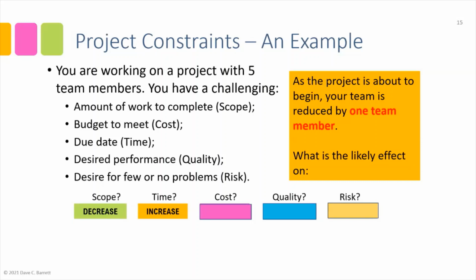Same due date, same quality, same risk. What happens to our budget? What's going to be the pressure on our budget? Well, that's an increase because you only have 4 team members. And sometimes people will struggle with this and say, well, why is that? Why would it cause an increase? Well, because your 4 team members are going to have to work longer.